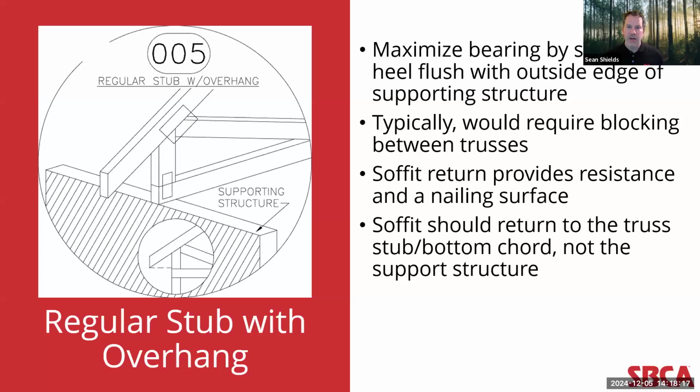Unlike the last overhang detail where the bending forces were introduced into the heel joint, here it's introduced into the top chord joint. Again, to provide resistance to that bending, as well as provide a nailing surface for the roof soffit under the overhang, this detail shows how the soffit return should be designed and installed. What should be noted in this detail, which is different from previous details, is that the bottom of the soffit return should be flush with the bottom of the top chord, run at a 90-degree angle, but also run back to the truss, not to the wall.